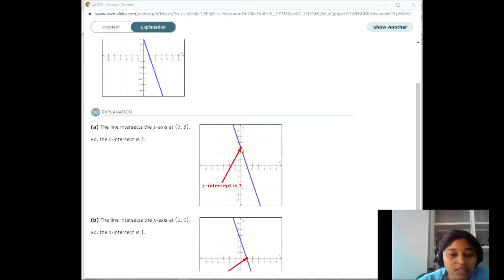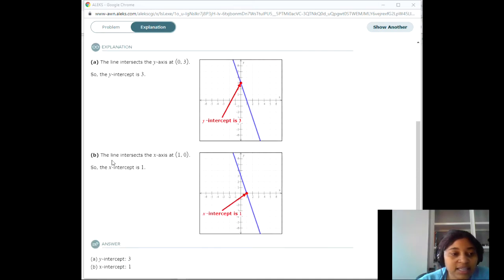And then it says the line intersects the x-axis at 1 and 0. So we'll go over 1, okay, and then it says 0. So we don't go up or down because we are at the 0 point. So we have our x and y intercept, and then you can just draw your line here. Okay, and so here's your answer: y intercept 3, x intercept 1. Okay, let's move on to the next problem.